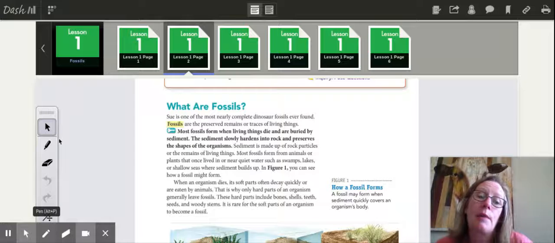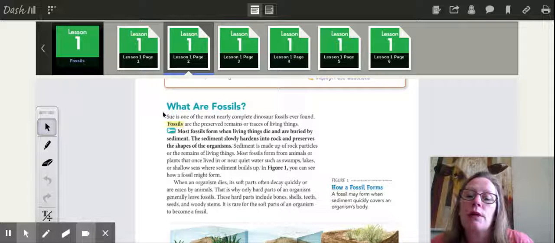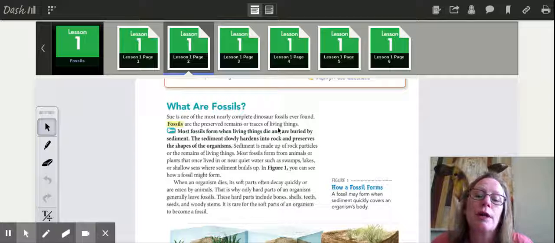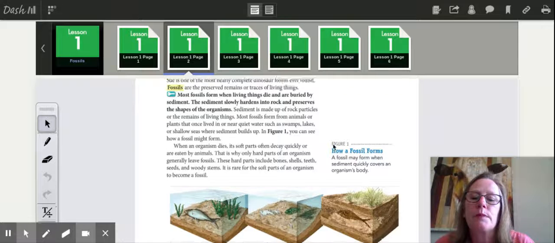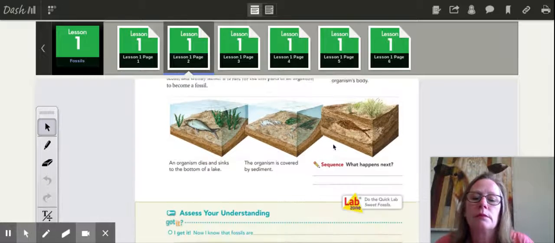I would also like you to grab a pen or a pencil and a highlighter, just for some key points that are important, okay? So first, get your highlighter and right here where it says fossils are the preserved remains or traces of living things. That's what fossils are. Then highlight most fossils form when living things die and are buried by sediment. The sediment slowly hardens into rocks and preserves the shape of the organisms. So remember, the fossils were once living things that have died, okay? So that's what we need on that one.